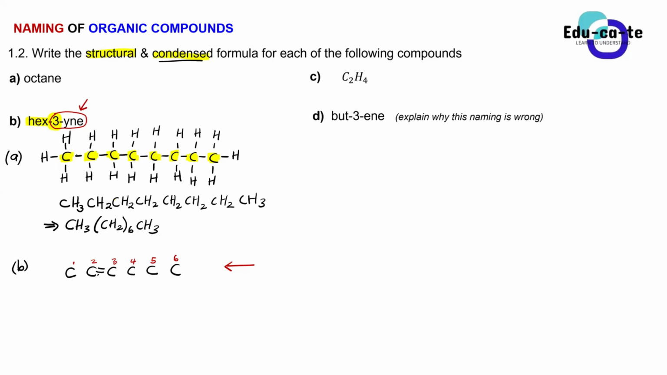Not on your carbon 2. On carbon 3. When you reach carbon 3, this is 1, 2, 3, you put your triple bond. Remember, guys, your bond will be between carbon 3 and carbon 4. But when you are naming, remember that you use the smallest numbered carbon. So here your triple bond is between carbon 3 and carbon 4.